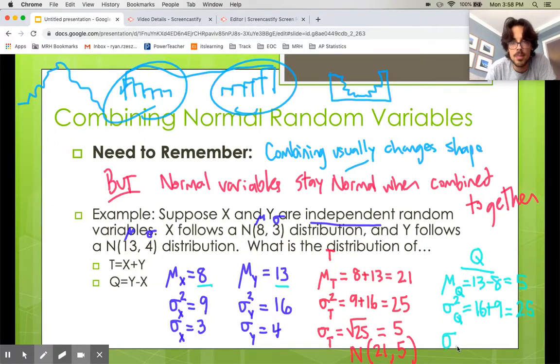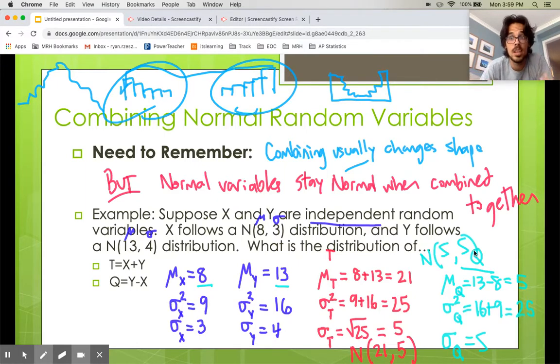And then finally, my standard deviation is still going to be 5. So Q is normal with mean 5, standard deviation 5. This takes a lot of practice to wrap your head around, but that is the basic setup right there. Now, if you're looking at these and you're starting to understand it and it's good, that's cool.